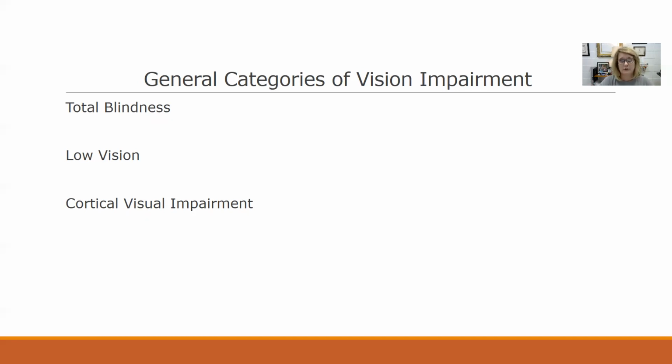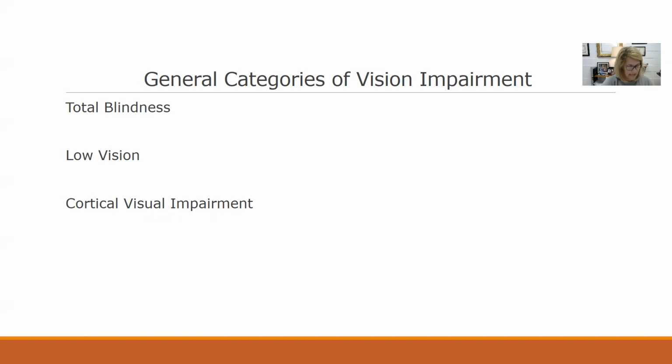Total blindness is for people who are legally blind. Low vision folks have some residual vision. They may have things to do with lighting and contrast that might help them see better. And then there is cortical visual impairment, which is a severe neurological disorder.